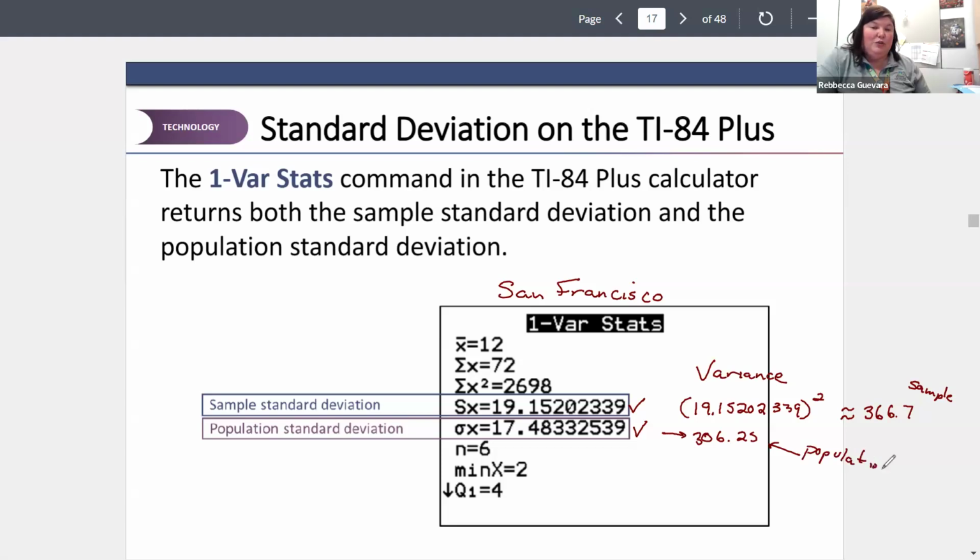So whichever one you choose, sample or population standard deviation, is based on the data you have. You should be told whether your data is a sample or a population, and then you know which standard deviation you're looking for. And then you know what to square if you want your variance.